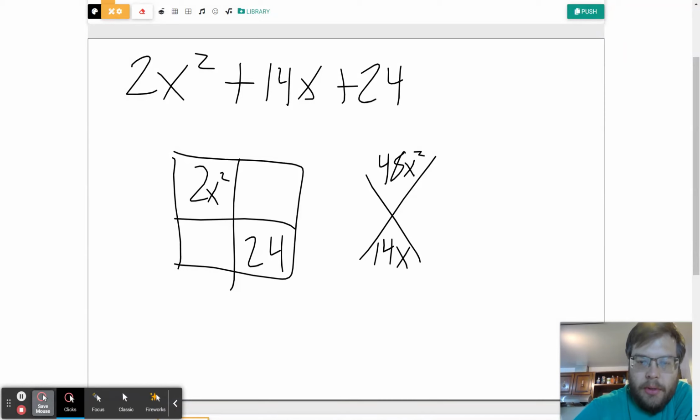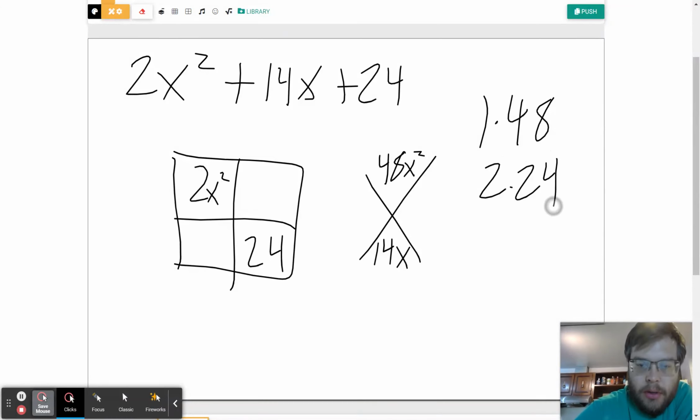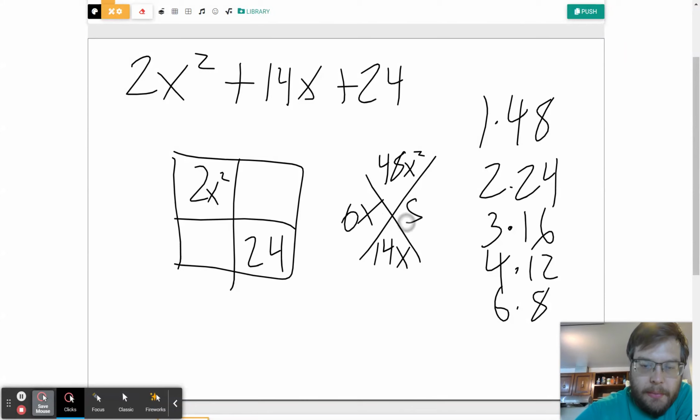14x on the bottom. 48 is 1 times 48, 2 times 24. Let's see, we can do 3 times 16. We can do 4 times 12. And we can do 6 times 8. 6 times 8 is the winner because that adds to make 14. Doesn't matter where I put the 6 and where I put the 8.